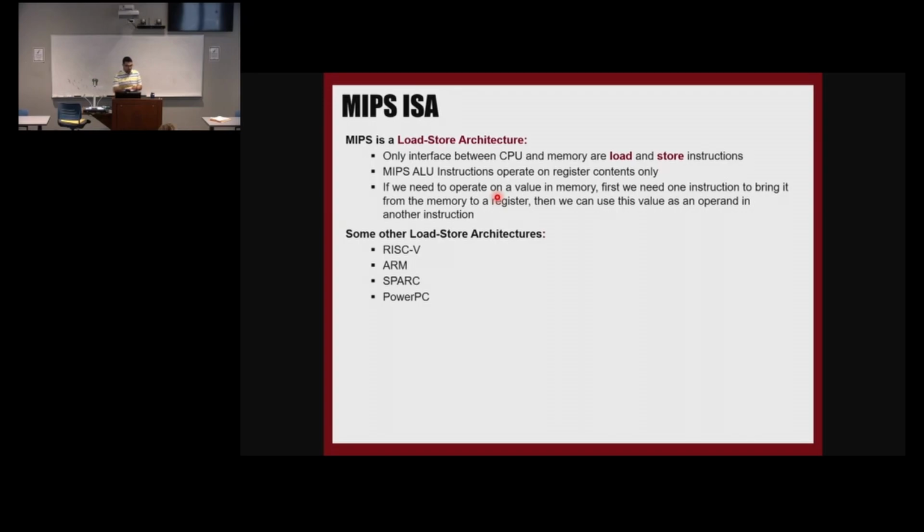What other processors have load store architecture? We have RISC-V processor, ARM processors, SPARC, PowerPC. These are the processors that are all load store. They have load store instruction set architecture. These types of processors are called RISC. So it's called reduced instruction set computer architectures because we have less number of instructions. We don't have too many instructions.